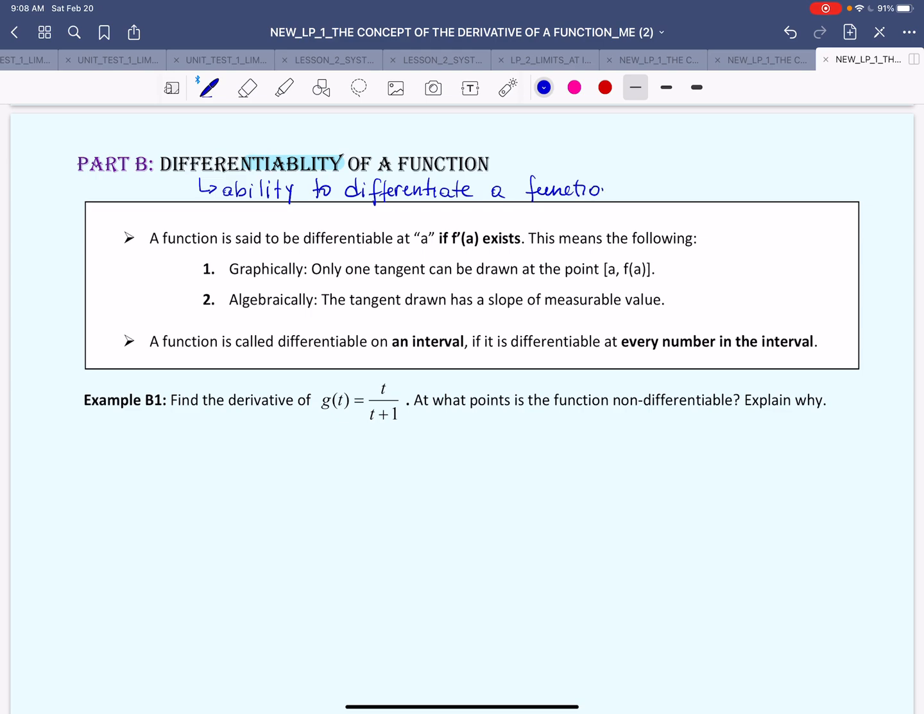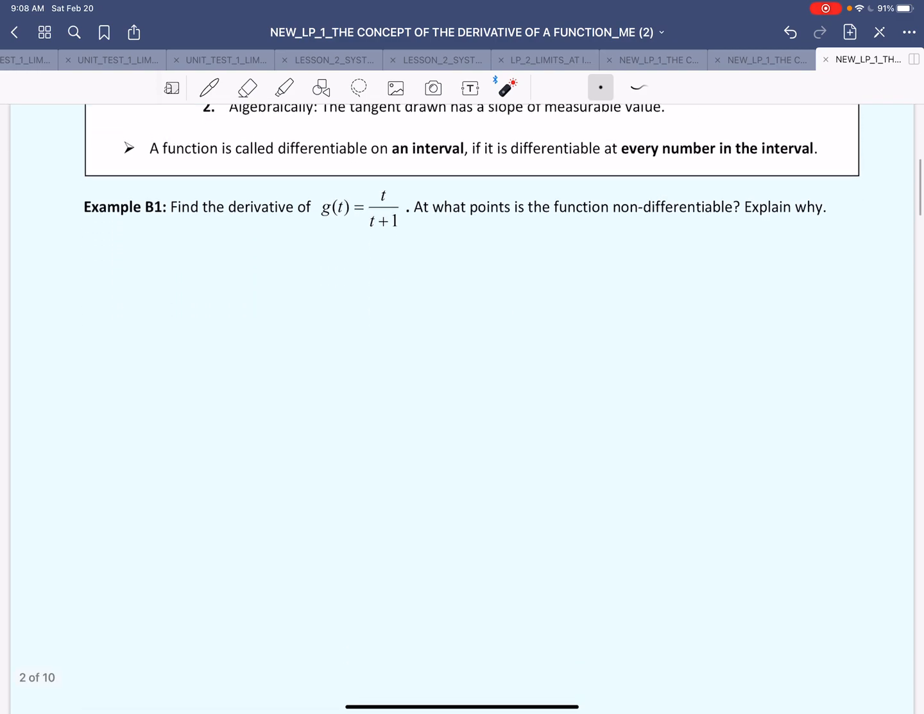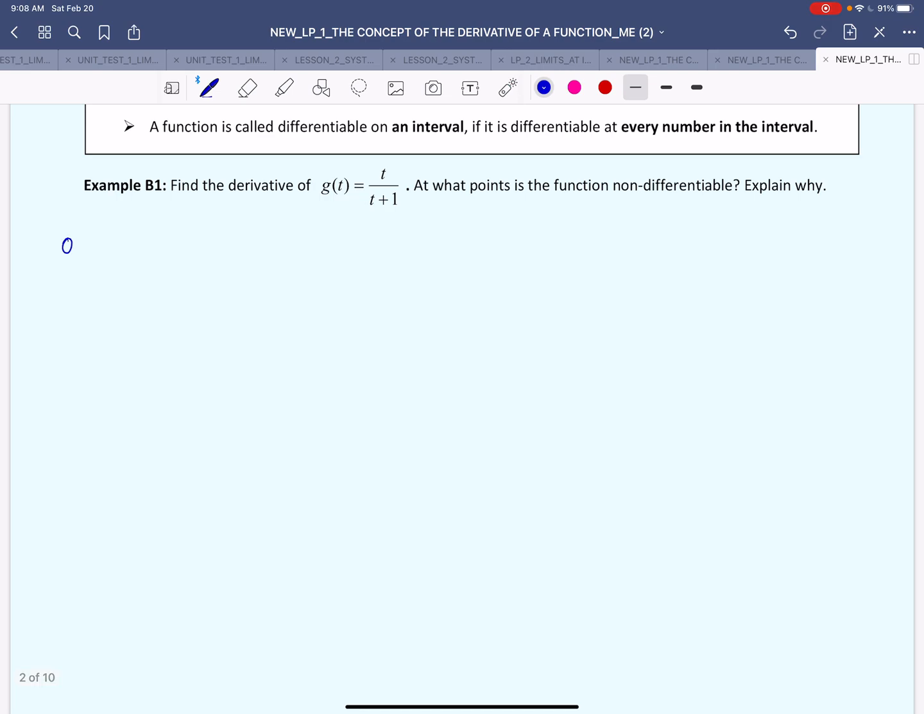Function at a point. And we're going to take a look at an example here of a rational function, g of t equals t over t plus 1. And we have to find out at what point the function is non-differentiable and explain why it's not differentiable. So I'm going to get started with g prime of t. We know that this is measured as the limit as h approaches 0 of the fraction g of t plus h minus g of t, divided by h.